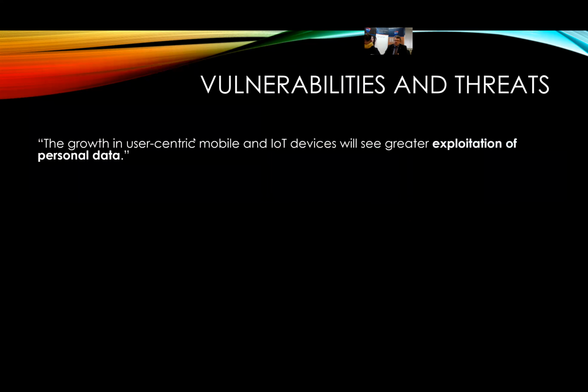So, continuing vulnerabilities and threats. Well, this is a bit of a quote from McAfee in their threat predictions paper last year. They're saying that user-centric mobile and IoT, or Internet of Things, devices are seeing greater potential for exploitation of personal data. The collection of data is automated, and all they need to do is compromise that device, and they've got access to that data.